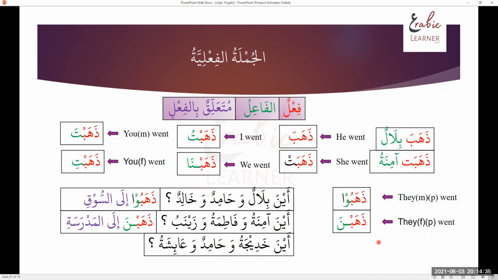Yes, you are right, Zayan. So now here, what is the difference? Here you see the gender is mixed. Khadija, Hamid, and Aisha. So what will you use? Will you use Zahabu or will you use Zahabna? That is the question, right? Here, the question is, why Zahabu? Actually, you are right. Zahabu ila al-masjidi.